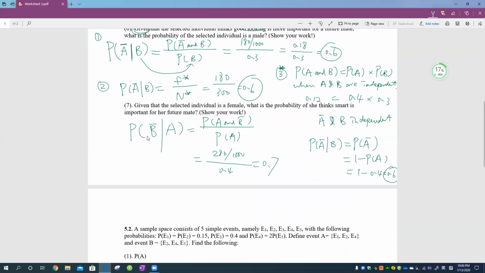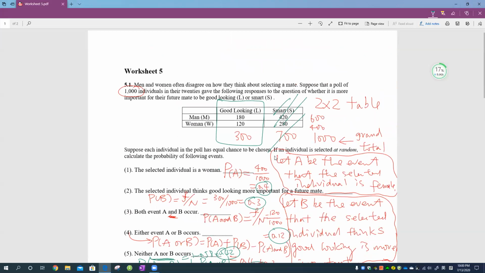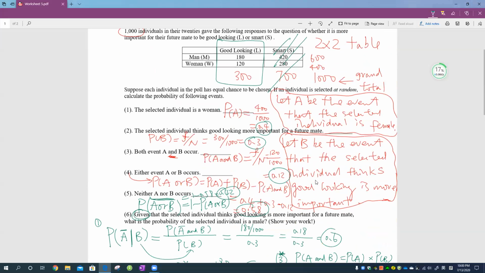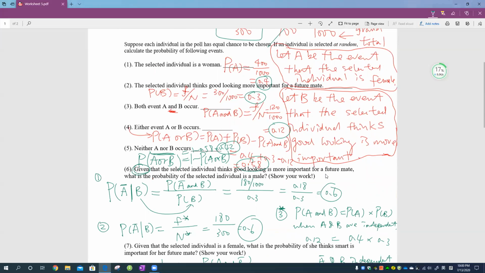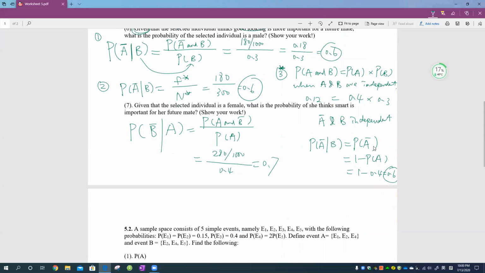Or we know A and B bar are independent. So this is basically just looking at the probability of B bar, and the probability of B equals 0.3, so the probability of B bar, which is the complement, is 1 minus 0.3. So you got 0.7. So that's the result.